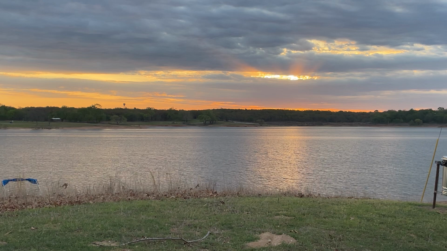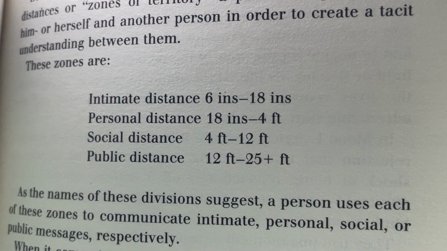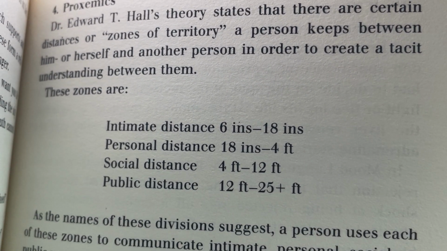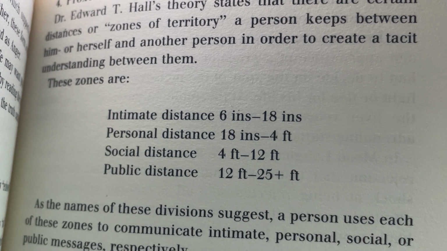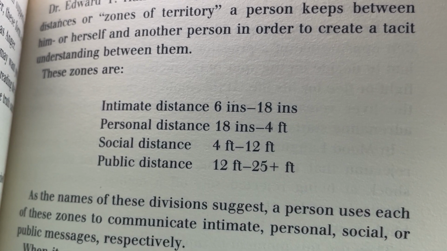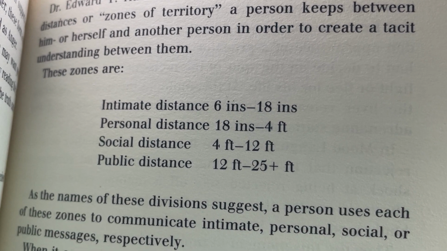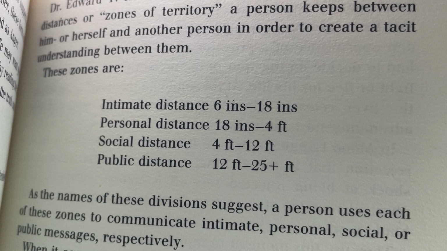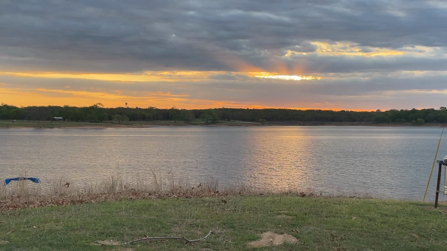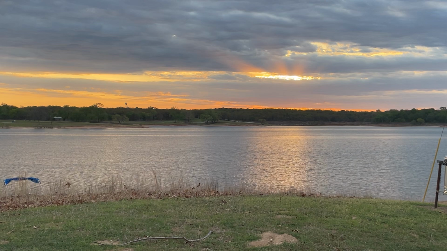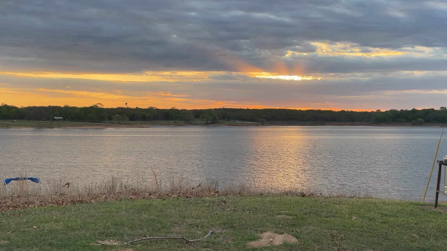The zones are, okay, I'm going to pop this up here even though it's so beautiful. I think we need to know this. I know I do. Look at that. 6 inches to 18 inches is intimate distance. 18 inches to 4 foot is personal distance. 4 foot to 12 foot is social distance. 12 foot to 25 plus feet is public distance. Neato Cheeto. I did not know that. Wow. So we didn't have to be 6 feet. We could have been 4 feet.